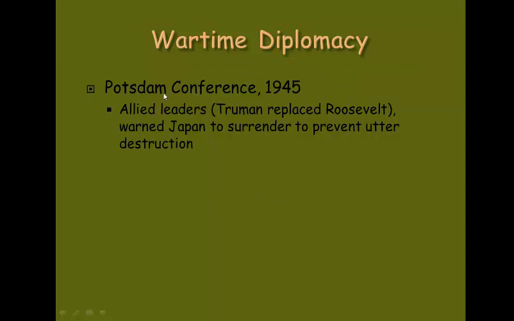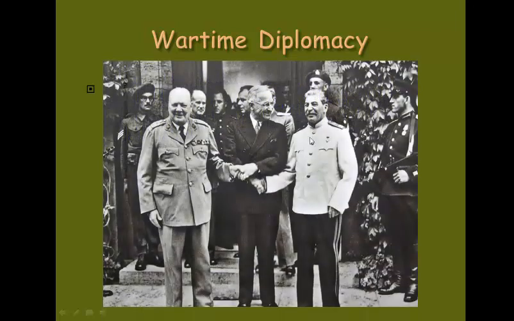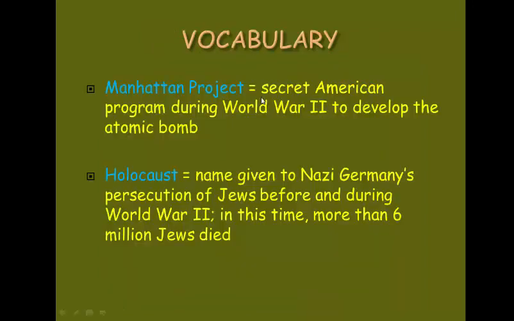Well, when we make it to Potsdam, the Allied leaders, Roosevelt is no longer there because he dies of polio. Truman will replace him, and they warn Japan that, hey, if you do not surrender, there will be utter destruction. And they're still pretty chummy a little bit. There's the new guy, Truman. FDR, you will no longer see. So if you need the vocabulary for the worksheet, you got that.